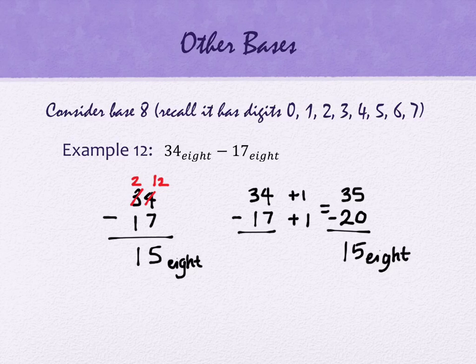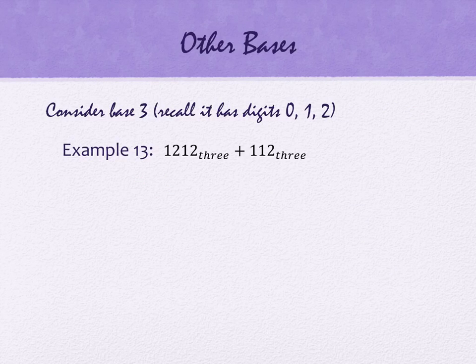Let's try another one with the base 3. Okay, so remember, base 3 only has 3 digits, 0, 1, and 2. All right, no 3s. So we will add with standard algorithm, and then we'll add with lattice so that you can see how that one would look. All right, so this one is 1 2 1 2 plus 1 1 2, and it's all in base 3.